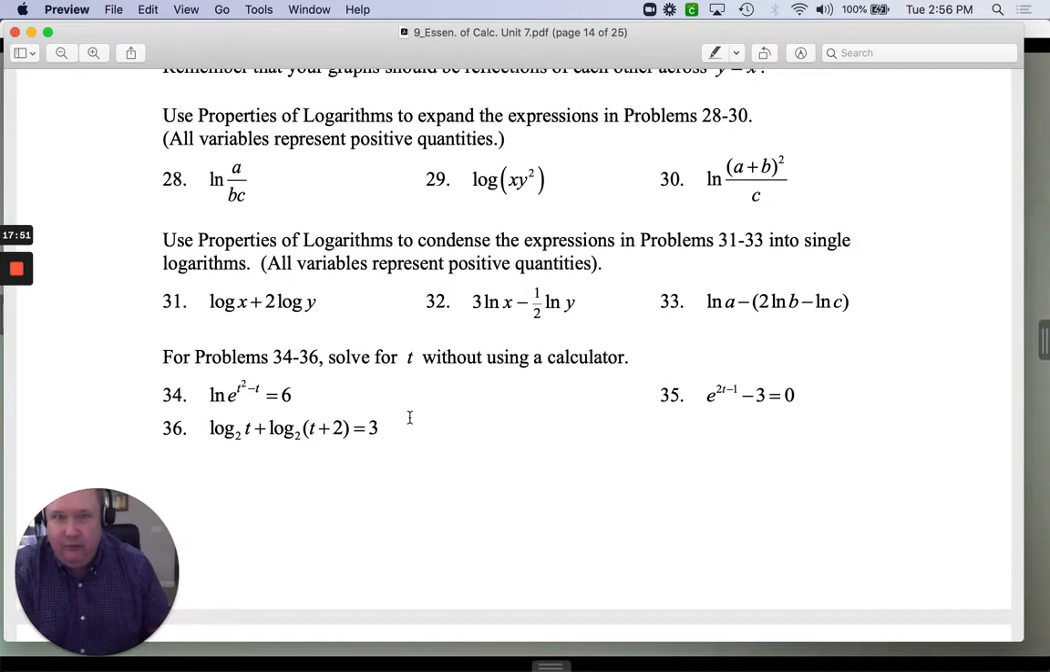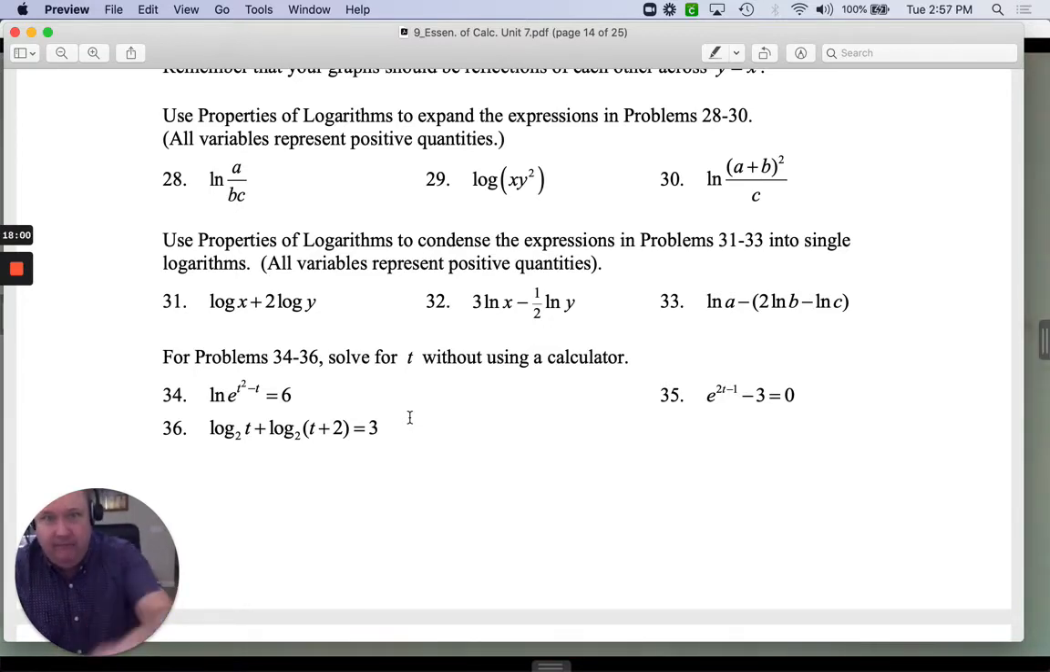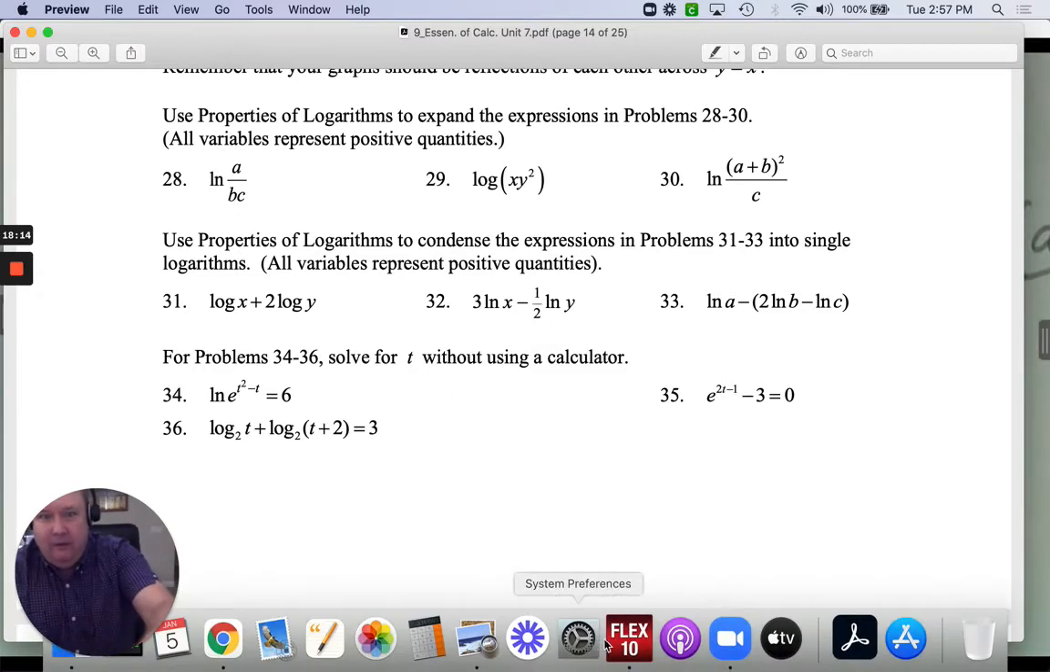Use properties to expand each logarithm. So ln a divided by bc. Let me just write them all down right away. 29 is ln x times y squared. 30 is ln a plus b squared over c. So can we expand it? And then we'll do the other direction.